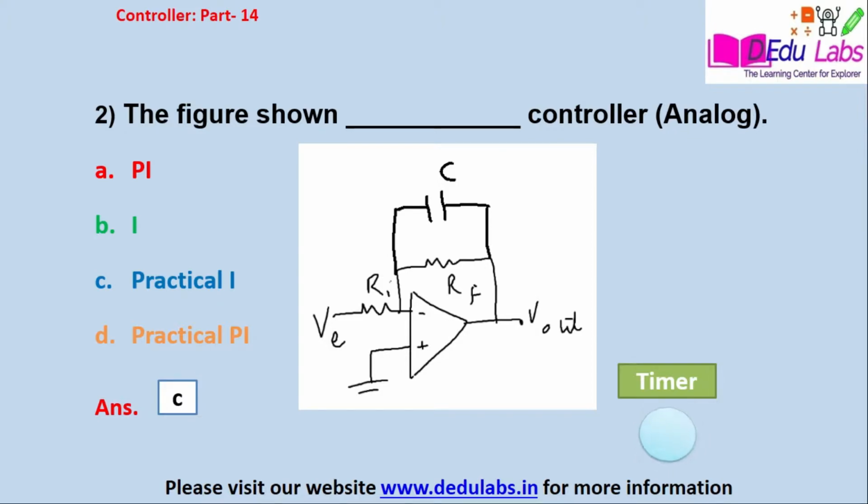So when you put this RF across the capacitor, and the capacitor is fully charged, and you apply the DC pulse, the gain of that op-amp becomes minus RF upon R1. So it is a finite gain. So finally, this circuit is called a practical integral circuit due to that.